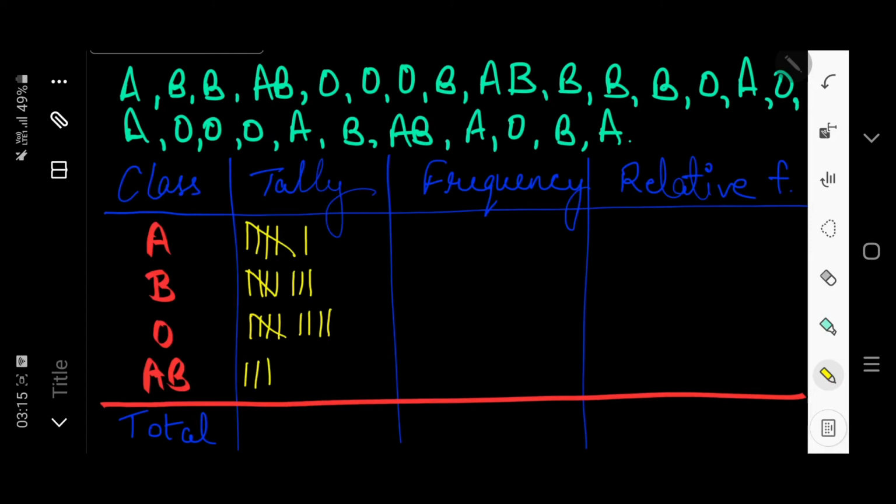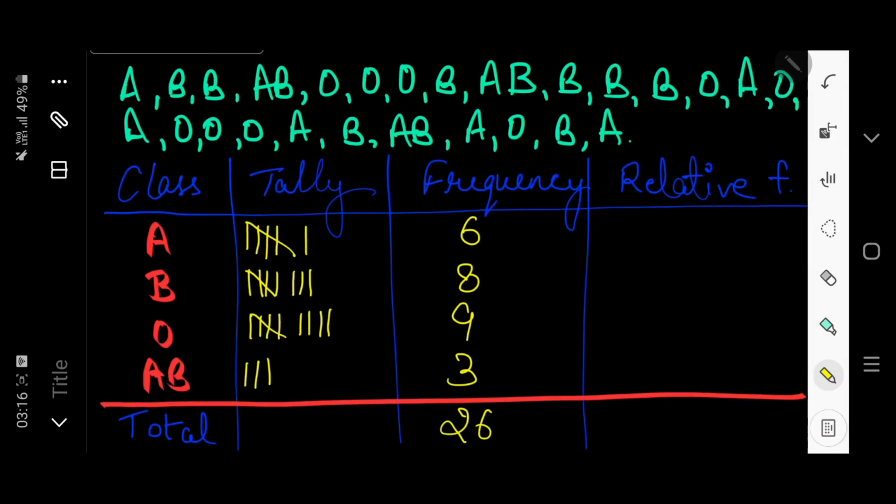Now we will write the frequency of these blood groups. So here we can see that it is 5 plus 1, which is 6. Then 5 plus 3, 8. 5, 4, 9. Then 3. So after calculating the frequency, the total number of frequency is 26, as it is already given in the example also, that there are blood groups of 26 people.